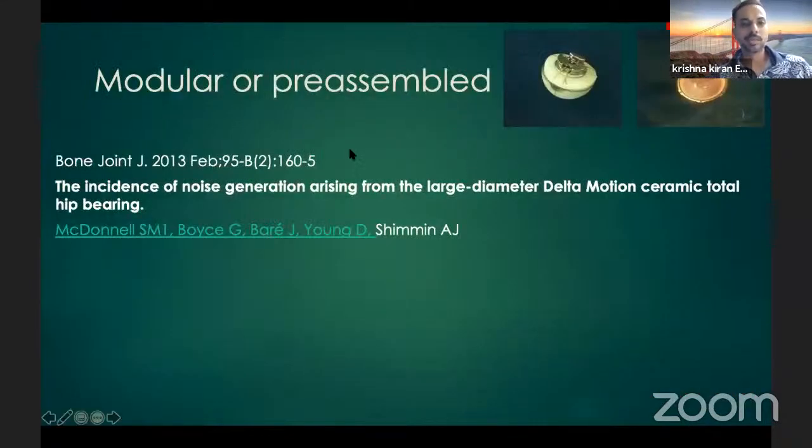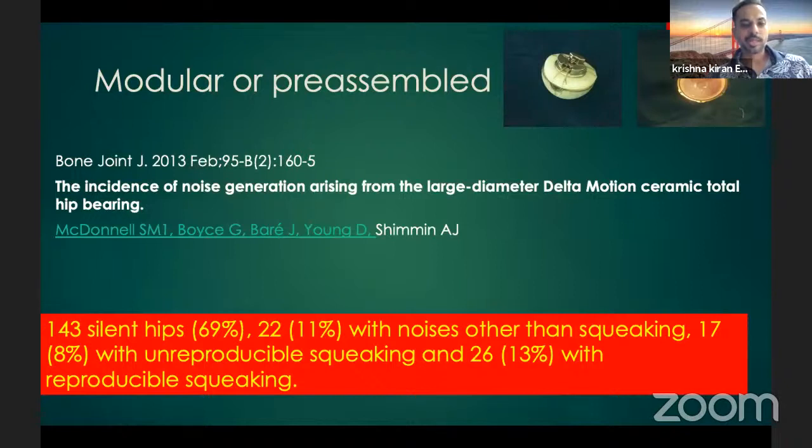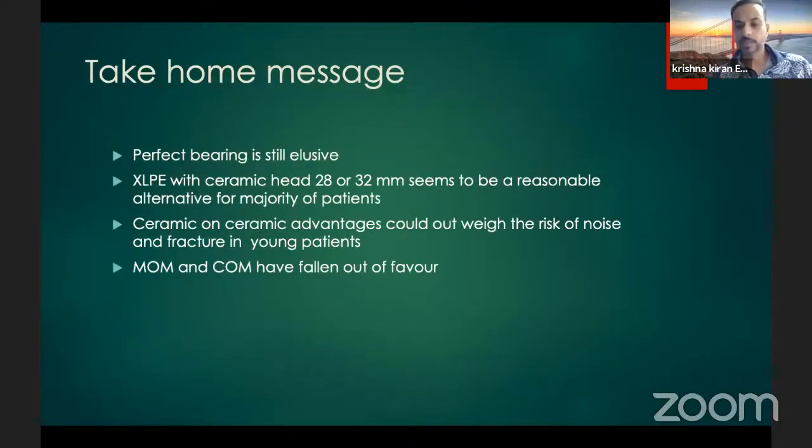So this led to the development of modular or pre-assembled components like Delta Motion and the Avascular Delta Cup. Even in these, there were some cases of squeaking which continued to annoy the patients. The take-home message is the perfect bearing is still elusive. As I told you, the articular cartilage is a fantastic bearing, and we are still searching for that elusive perfect bearing in total hip arthroplasty.